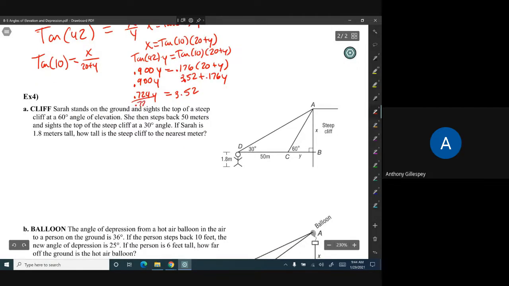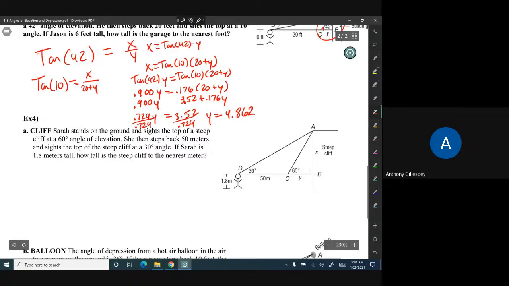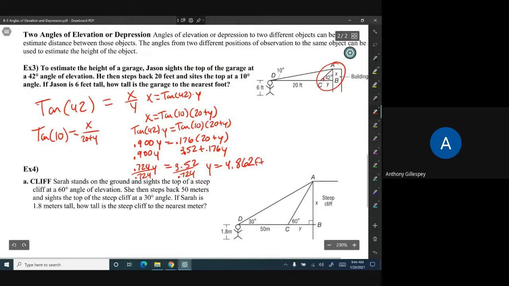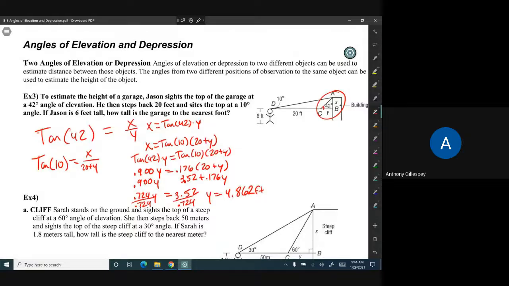Just divide. I don't care that it's ugly numbers because I'm going to let the calculator do the work. You get y is about 4.862. What is that? 4.862 what? Feet. Okay, what is 4.862? That is how far you were from the building, right?